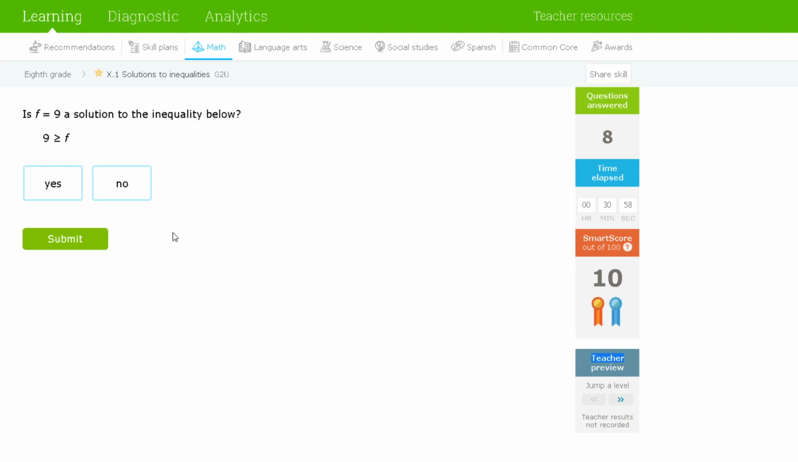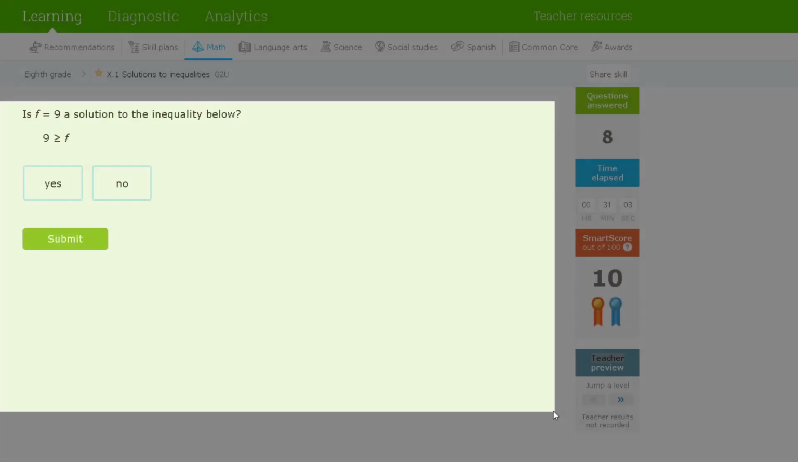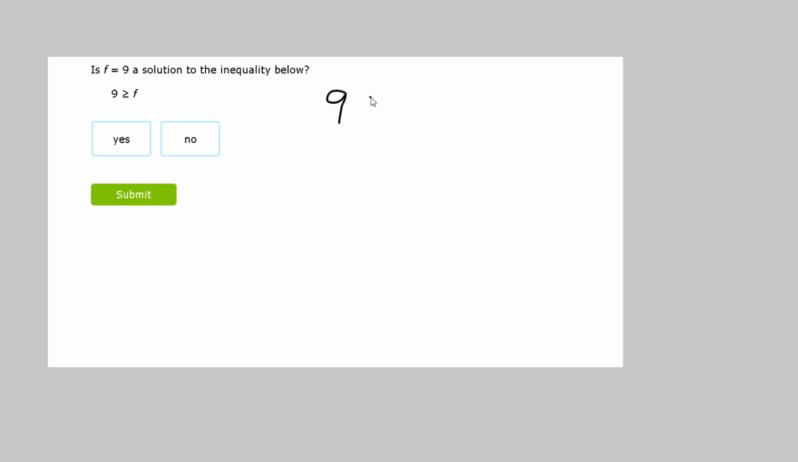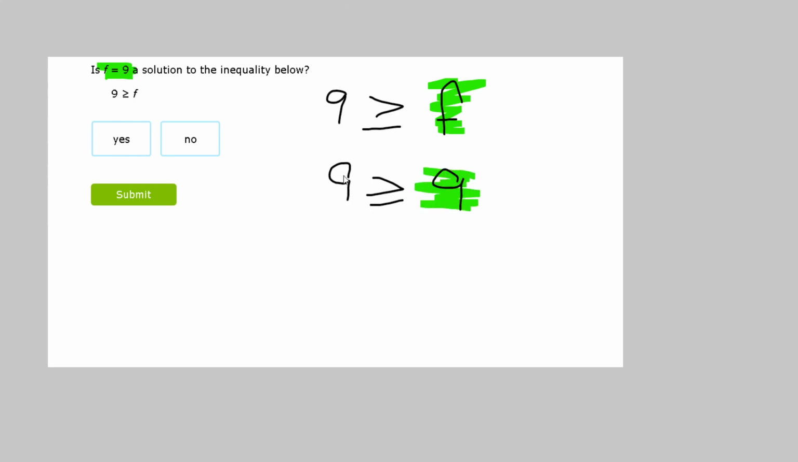All right, so is f equal to 9 a solution to the inequality below? This goes just with what I was talking about. 9 is greater than or equal to f, and we're saying that f is 9, so we're going to test this out. 9 versus 9. Now, 9's not bigger than 9, but it is equal, so we know that this will work.